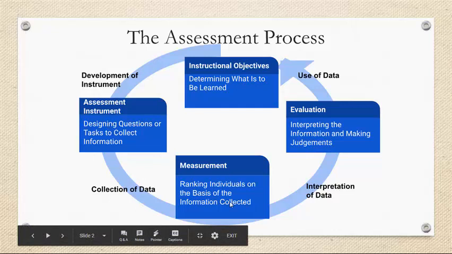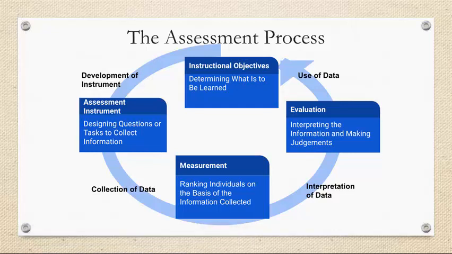So then you measure. This is the ranking of individuals on the basis of the information collected. So you have your high to low. So you can see if there are any trends in the data. If all of your students are doing like 95% and higher on their tasks, you might think, okay, this might be a little too easy. If like everybody's getting like 30% or lower, then you think, wow, this is really way too hard. But you won't know that until you do the measurement.